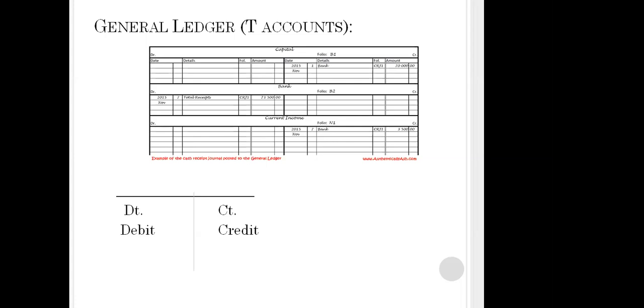Now you must listen clearly, because if you look at the T, you will see there is something on the left-hand side and something on the right-hand side. Now, in accounting, we don't talk about the left-hand side and the right-hand side. So from now on, everything that is supposed to be written on the left-hand side, we're going to call the debit side, and we're going to use DT as the abbreviation for that. And everything that we write on the credit side, on the right-hand side, we're going to call the credit side, and we're going to use CT as the abbreviation for that.